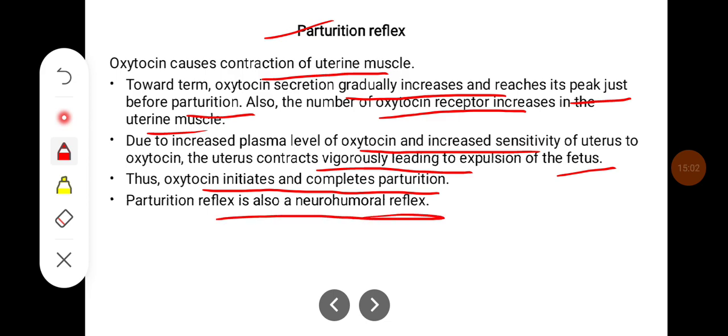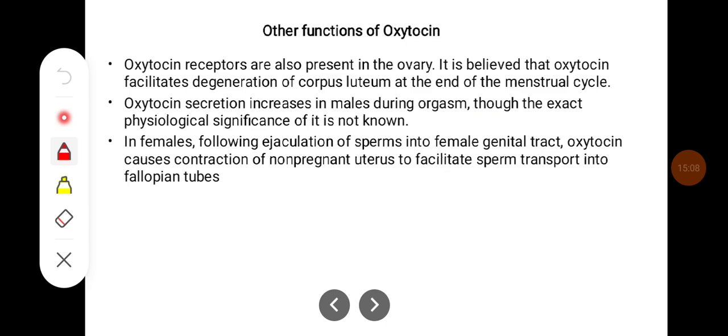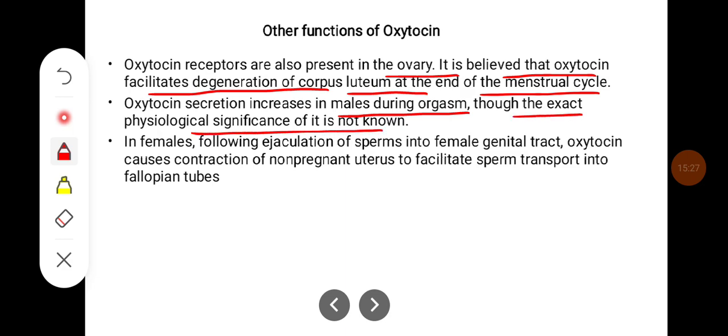Parturition reflex is also a neurohormonal or neurohumoral reflex. Oxytocin receptors are also present in the ovary. It is believed that oxytocin facilitates degeneration of corpus luteum at the end of menstrual cycle. Oxytocin secretion increases in male during orgasm, though the exact physiological significance is not known. In females, following ejaculation of sperm into female genital tract, oxytocin causes contraction of the non-pregnant uterus to facilitate the sperm transport into the fallopian tubes.